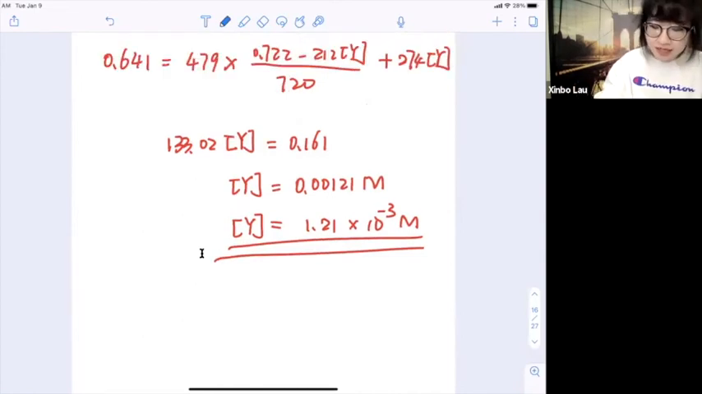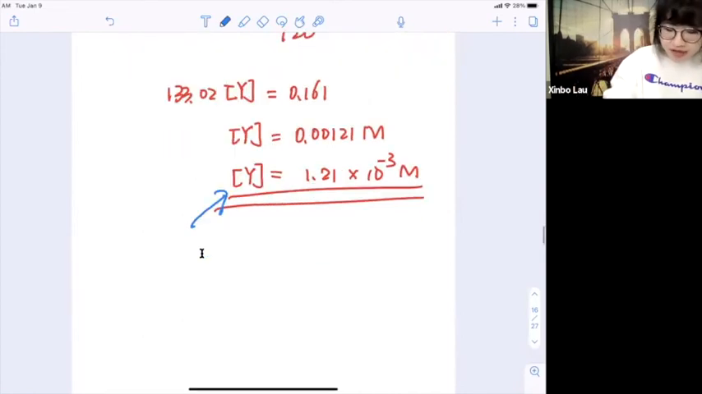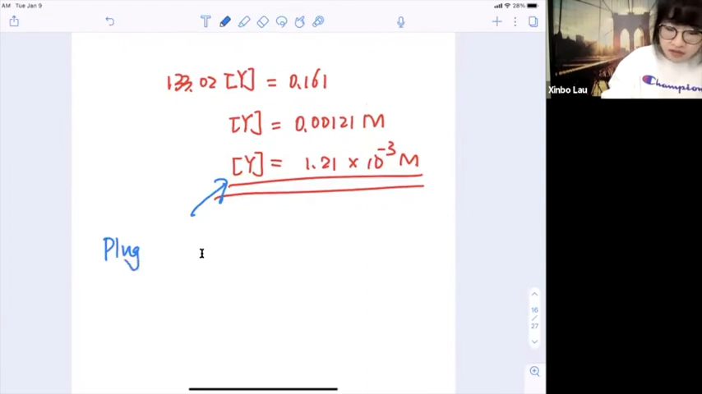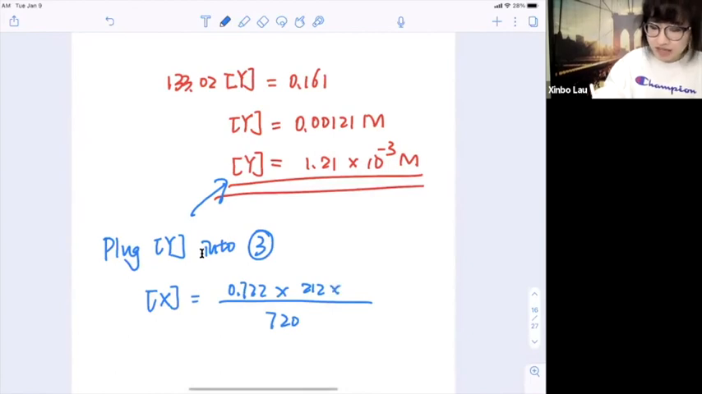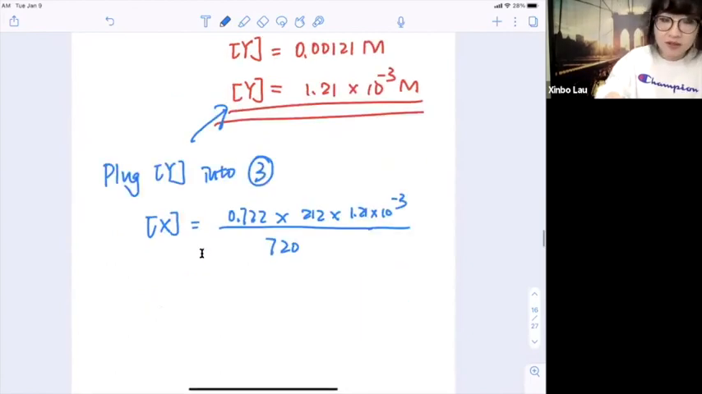You're gonna plug this Y into equation 3, or you can plug into equation 1, depending on whichever you want. Since you already calculated one of the unknowns, you can plug it back into one of the equations to calculate the other. I'm going to plug into equation 3 because that's nice and easy. I can just calculate the concentration of X. I already have the expression, so that's 0.722 minus 212 times Y's concentration I just calculated, so that's 1.21 times 10 to the power negative 3. Finishing this calculation, the concentration of X turns out to be 6.47 times 10 to the negative 4 molar.